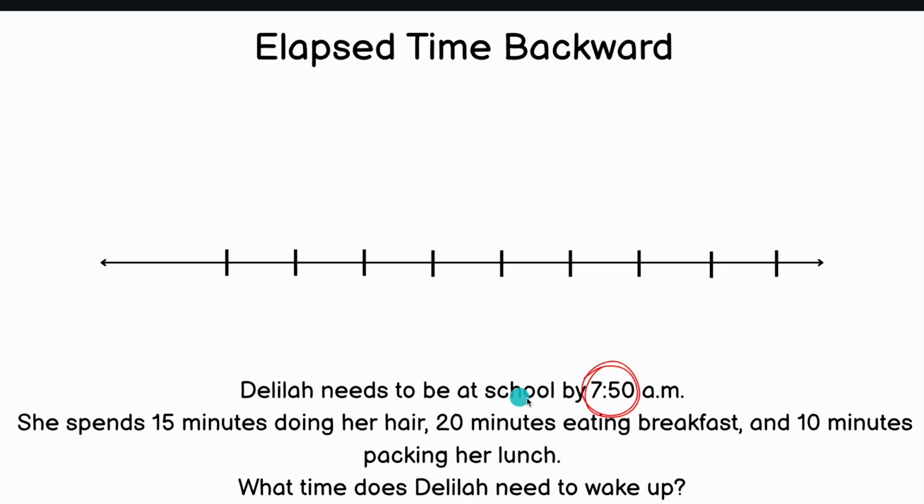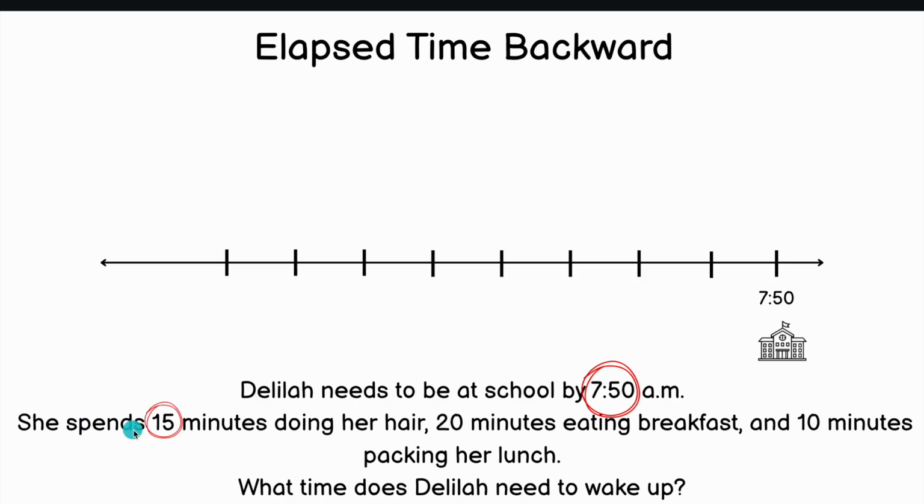We notice that the word problem says that Delilah needs to be at school by 7:50 a.m., and we need to figure out what time Delilah needs to wake up. So we know 7:50 has to be the end time, since we have to figure out what time she will wake up. So we will write 7:50 as the end time because that's when she'll be at school.